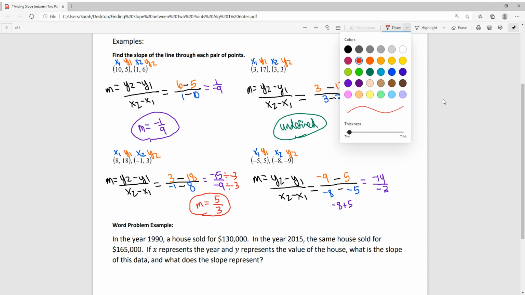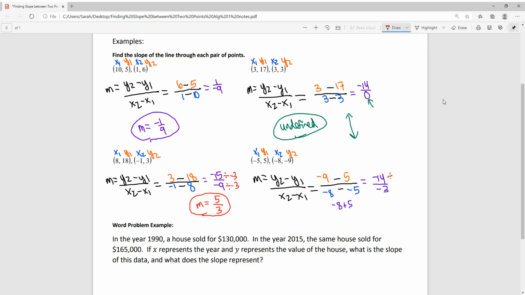There's no number I can divide both 14 and 3 evenly by other than 1, but I can reduce by getting rid of that negative, so I'm going to divide by negative 1. Negative 14 divided by negative 1 is positive 14. I'm going to make that look a little bit prettier. Let's try that again. There we go. Negative 3 divided by negative 1 is positive 3. So then the best final answer for my slope is m equals 14 over 3.